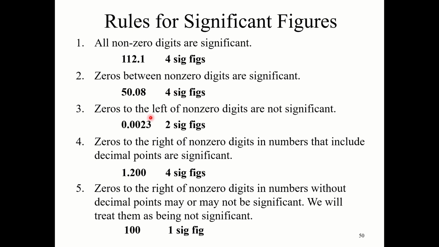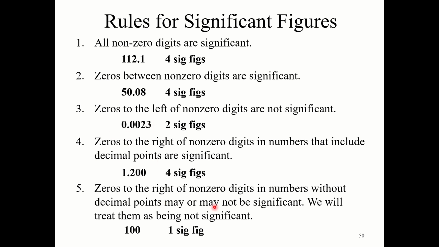Next, rule number 3, I like to call these leading zeros. Zeros to the left of non-zero digits are not significant. So 0.0023. These 3 zeros come before the non-zero digits. They are leading zeros. They are simply value placeholders. They are not significant. So this number has 2 sig figs, the 2 and the 3.